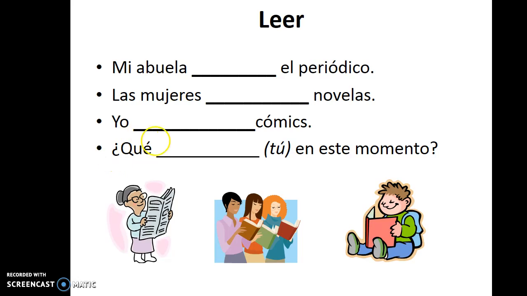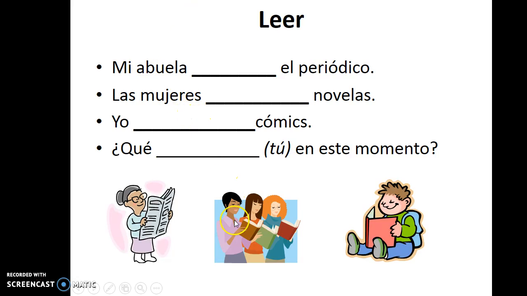Now we have las mujeres. Las mujeres, novelas. Alright, so think about mujeres. Las mujeres is a plural group. It doesn't involve you, it doesn't involve me. So it's going to be that last form, that ellos or ellas form. Always ends with an N. So las mujeres leen novelas.